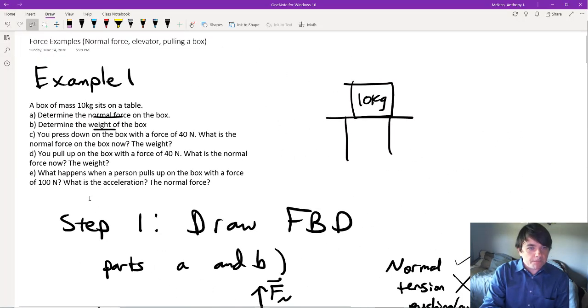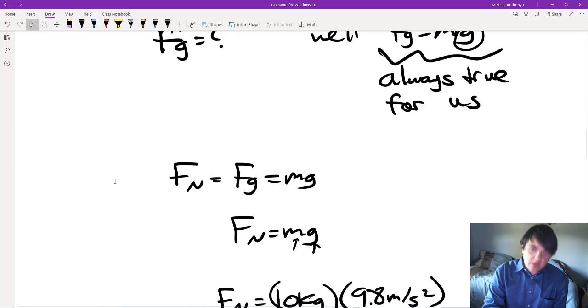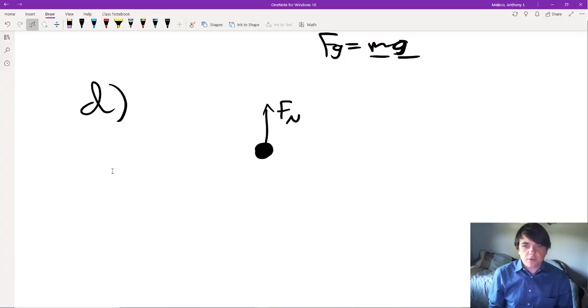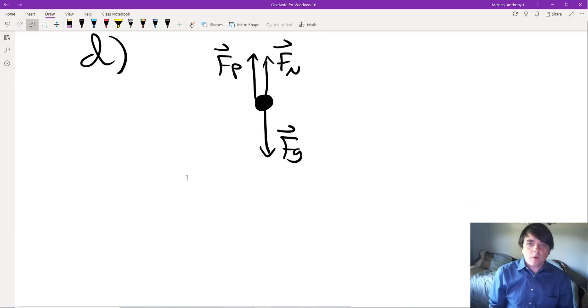Let's look at part D. It's becoming a long problem. Part D. You pull up on the box with a force of 40 newtons. What is the normal force now? What is the weight? Okay. So now we have to do a new free body. Okay. You pull up on it. You still got the normal force. You still got gravity. And you're pulling up now. Okay. And again, this is 40 newtons.